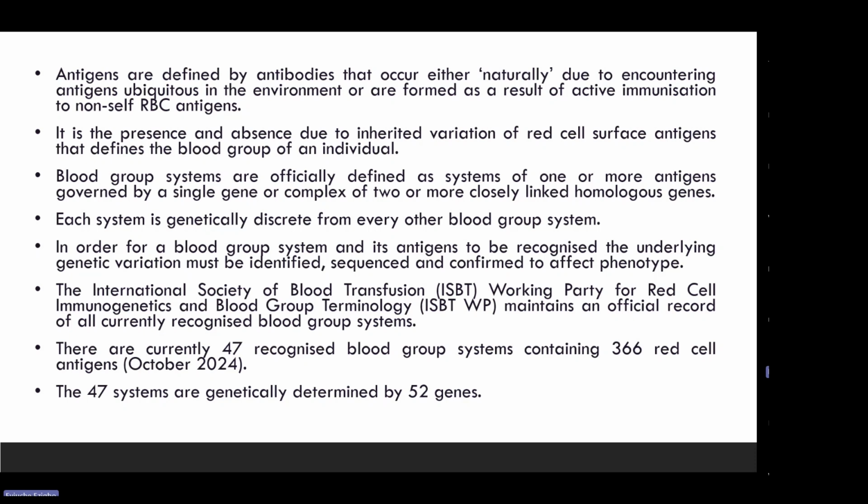I think currently, as at October 2024, they have up to 47 blood group systems. There are currently 47 recognized blood group systems containing 366 red cell antigens as at 2024. And more may be discovered. Okay, so the 47 systems are genetically determined by 72 genes. So this is the record from the ISBT.